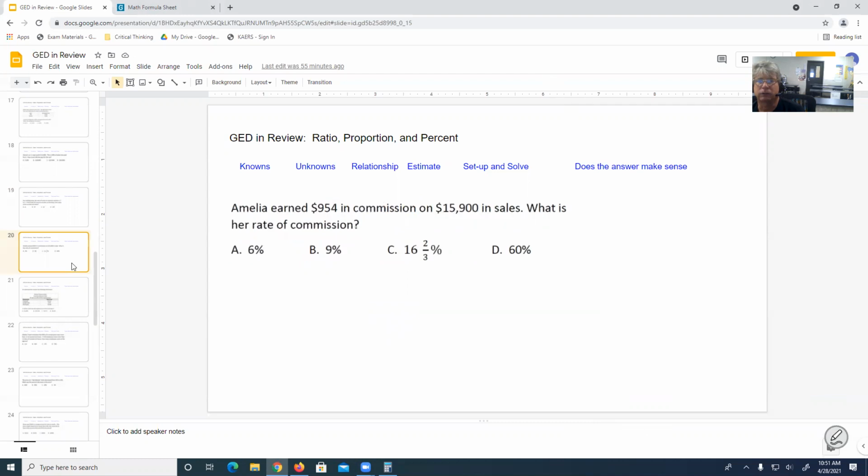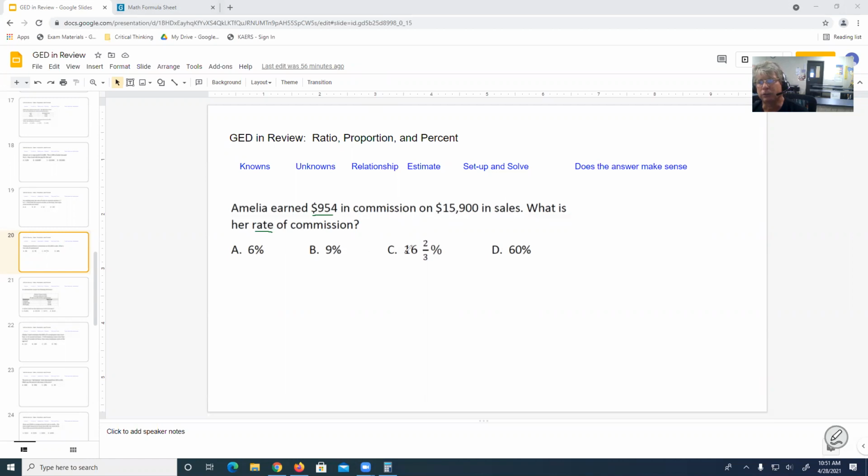So let's move on to the next one. Amelia earned $954 in commission on $15,900 in sales. What is her rate of commission? So again, notice it's important to read this problem slowly. Let's see if we can pick up on some things. I'm seeing $954 goes with a commission on $15,900 in sales. And what is her rate of commission?